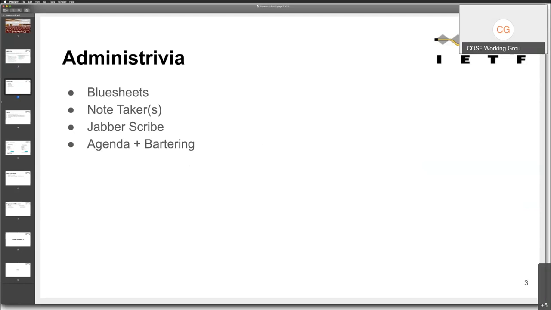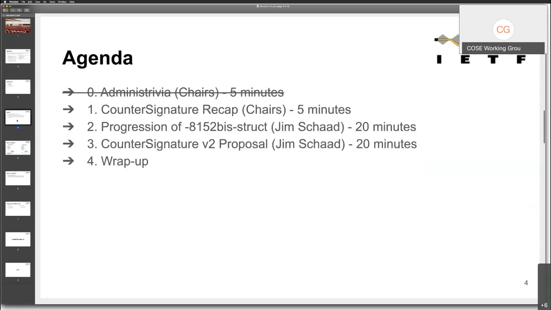And so for the agenda that we had put up, we're going to do a very quick recap on where we're at with the existing counter signatures, and then Jim will walk us through both the documents and a little bit on the counter signature proposal, and then we'll go over a wrap up for this session. Are there any changes desired to this agenda? All right, I'll take that as no.